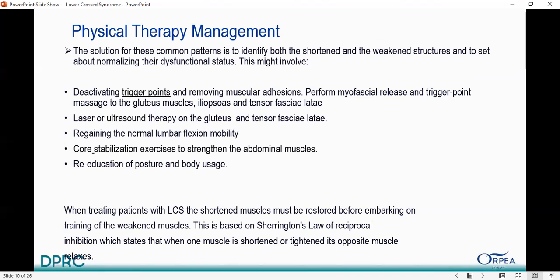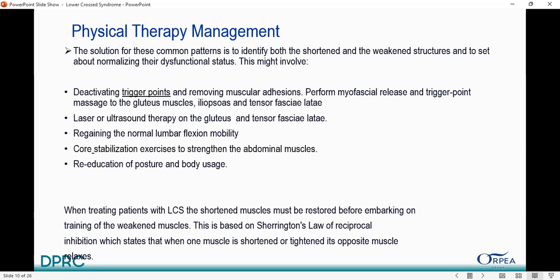Next is physical therapy management. The solution for these common patterns is to identify both shortened and weakened muscles and to set about normalizing the dysfunctional status. It might include deactivating trigger points and removing muscular adhesions, performing myofascial release and trigger point massage to particular muscles like gluteus, iliopsoas, tensor fasciae latae, application of electrotherapeutic agents on the gluteus and tensor fasciae latae, regaining the normal lumbar flexion mobility, core stabilization exercise to strengthen abdominal muscles, re-education of posture and body usage as well.